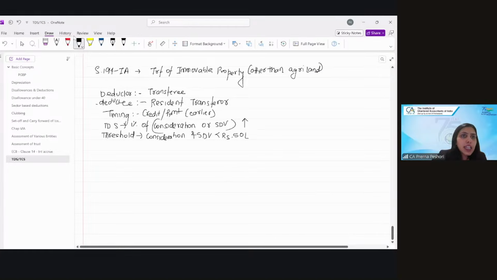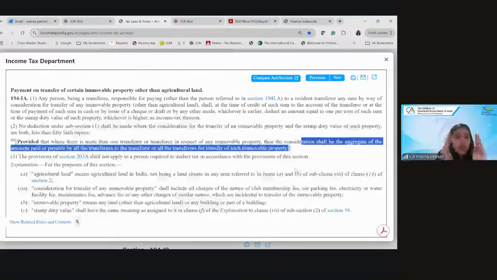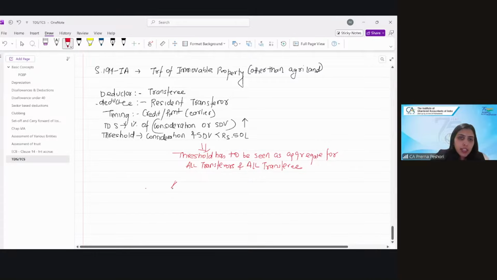So here what they are saying is, this has been an amendment, that this threshold has to be seen as the aggregate amount of all transferors and all the transferees. So meaning, let's say if my consideration is 50 lakh, 20 lakh, let's say for example, let's say this is my property.